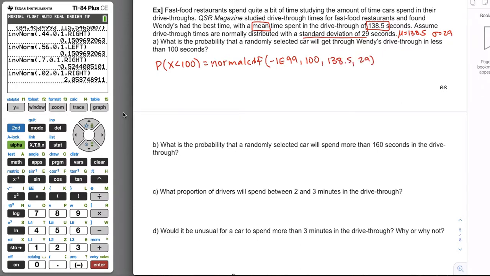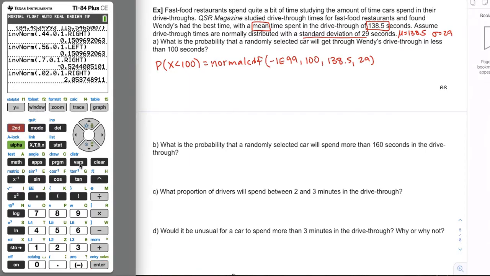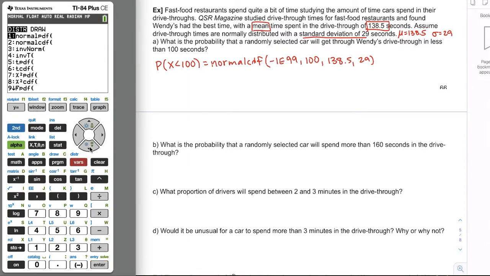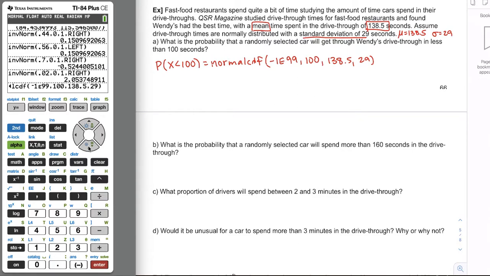Let's go ahead and put this in our calculator. So second, vars, normal CDF, number 2. The lower bound is negative 1e99. The upper bound is 100. The mean is 138.5, and the standard deviation is 29. Okay, so the probability would be approximately equal to 0.0922.